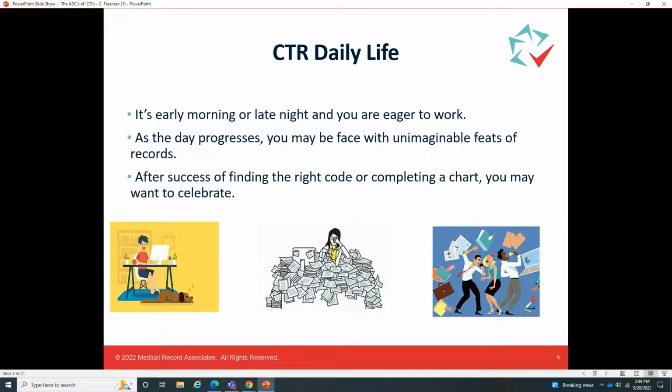Now let's look into the daily life of a CTR. We have our 5 CTRs down the bottom. One is getting ready to work, one is in the middle of work, and one looks like they're done with work. It's early in the morning or late at night, and you are eager to work. Our CTR is dressed, ready to go, pencils are sharpened, computer is up. As the day progresses, you may be faced with unimaginable feats of records. I have piles of charts to do. I have a long list of patients to look up follow-up information for. And I have 400 pathology reports to go through for case finding.